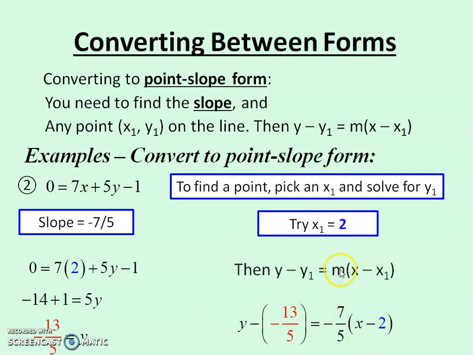I'd get my slope, which is negative 7 over 5, times x minus the x1 that I picked, equals y minus the y that I found that corresponds with that x value that I picked. And because I have this minus minus, I would rewrite that as a plus, more likely. Now this is fine to write it this way, but more likely I'd write that as negative 7 over 5 bracket x minus 2. And on this side I'd have y plus 13 over 5. And that's it.